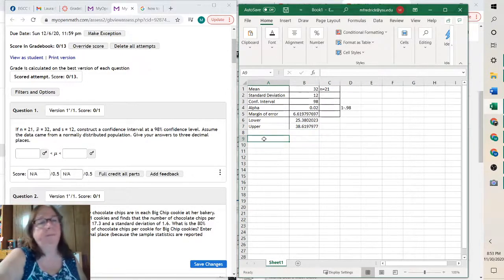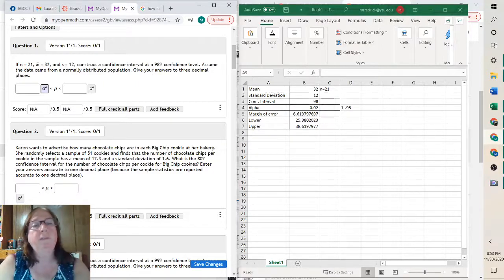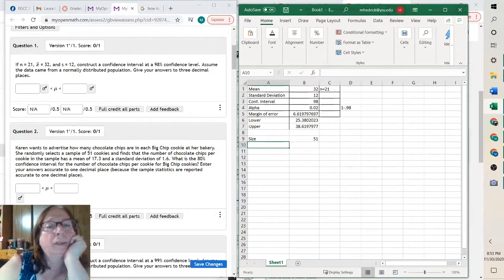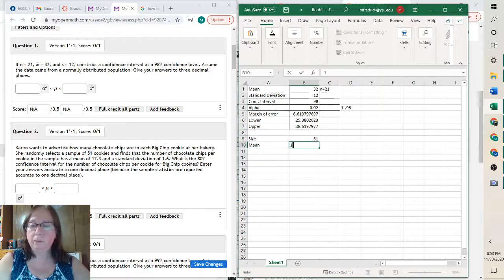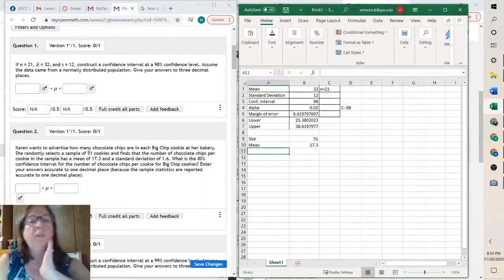Try one more. Karen wants to advertise how many chocolate chips are in the big chip cookie. She randomly selects 51 cookies. So size 51. The mean is 17.3. Standard deviation 1.6.